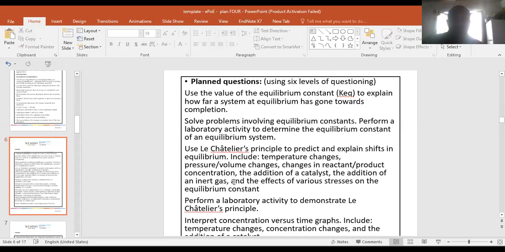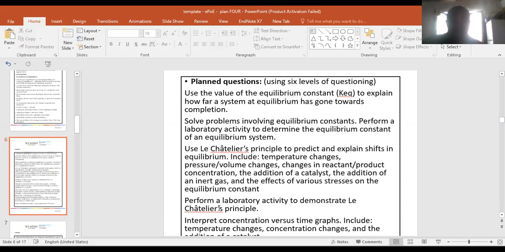Solving problems involving the equilibrium constant. Perform a laboratory activity to determine the equilibrium constant of an equilibrium system. Use Le Chatelier's principle to predict and explain shifts in equilibrium. These include temperature changes, pressure and volume changes, and changes in certain reactant or product concentrations, the addition of a catalyst, the addition of an inert gas, and the effects of various stresses on the equilibrium.